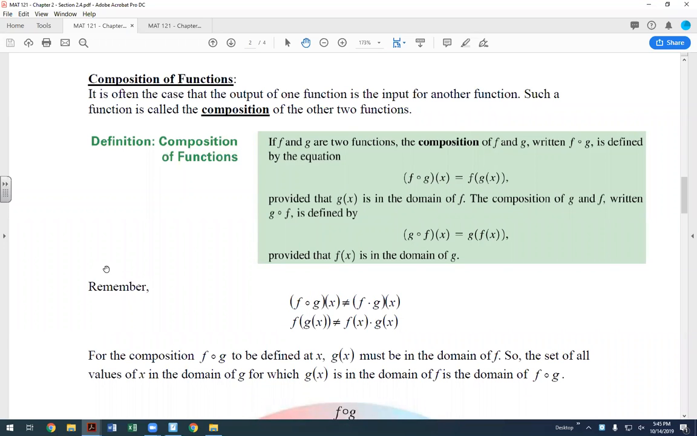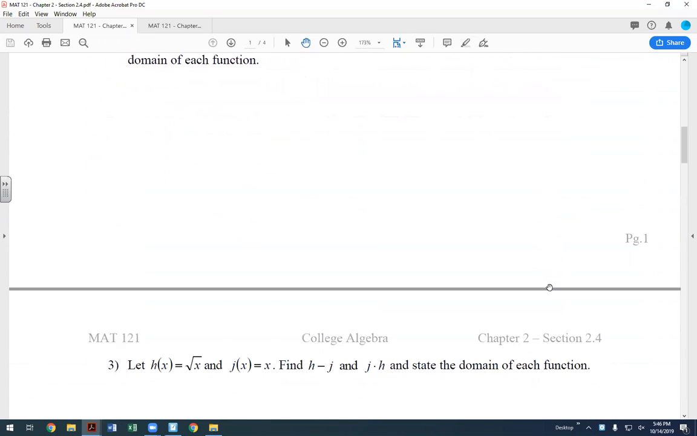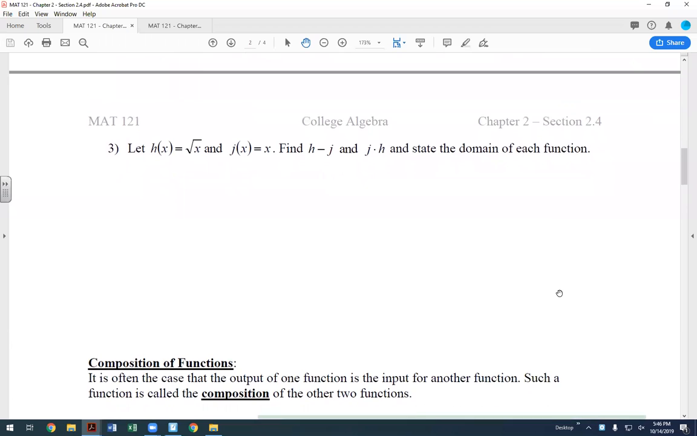Okay, so we started with 2.4 last time, and we looked at our operations. So we looked at examples if you were adding two functions, subtracting, multiplying, and dividing. So that was the first part that we looked at, and we of course looked at a couple different examples. We talked about how to find their domain.